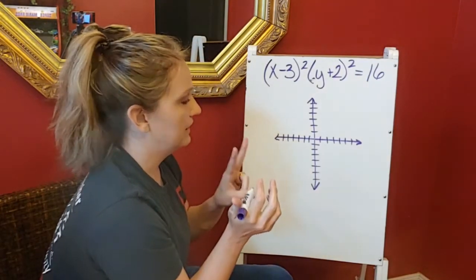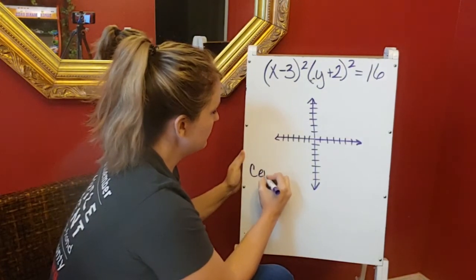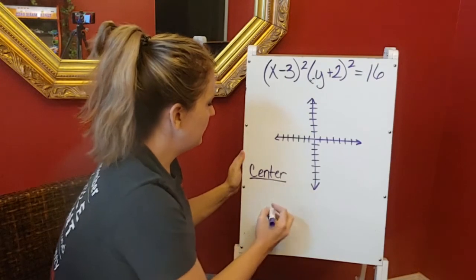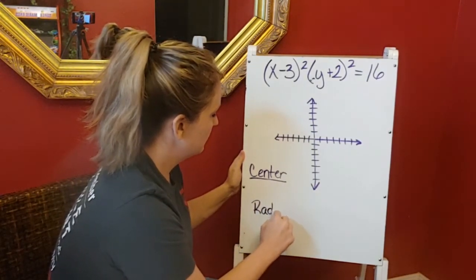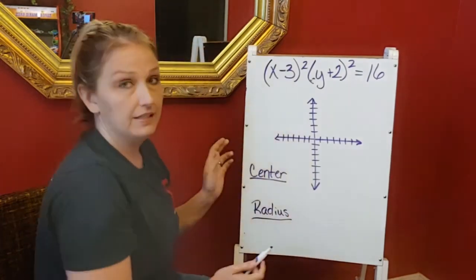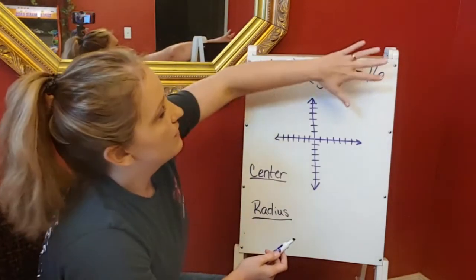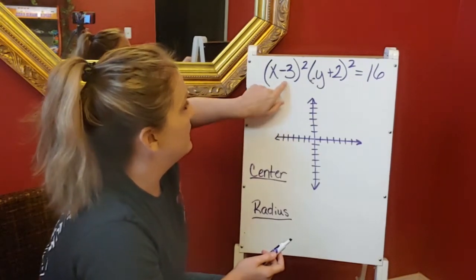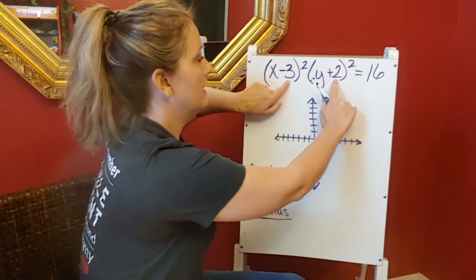There are two things that we need in order to graph a circle. We first need to know what the center is. Okay, and then we also need to know what our radius is. Okay, we need to know those two things. What's my center? What's my radius? Now, given this equation, we can pull this out of our equation. Your center is these two numbers here.